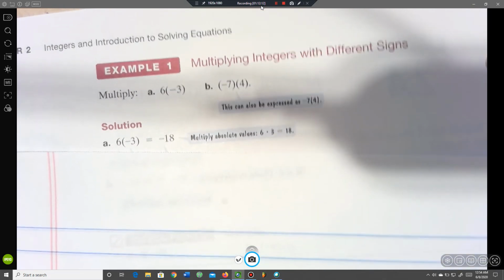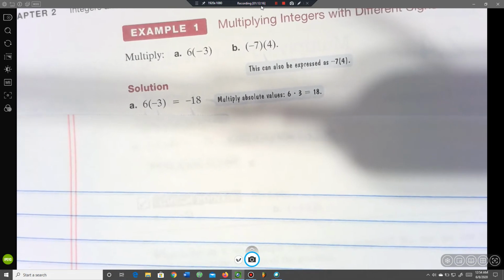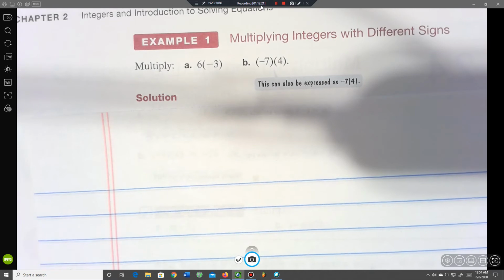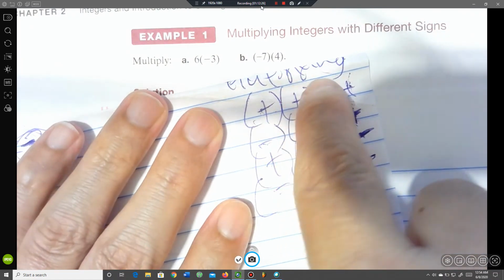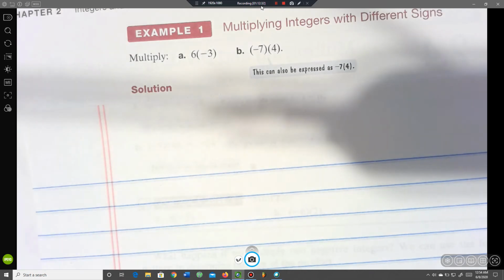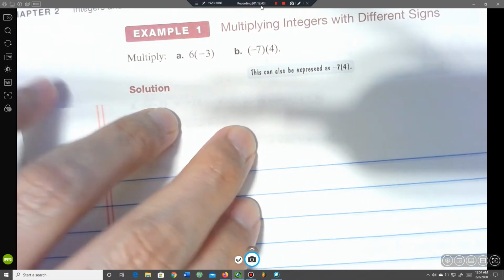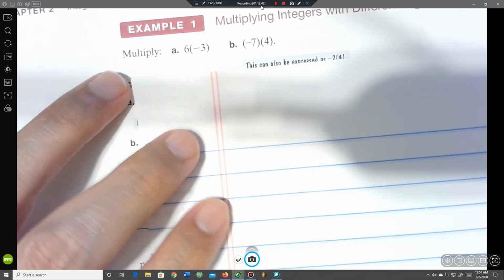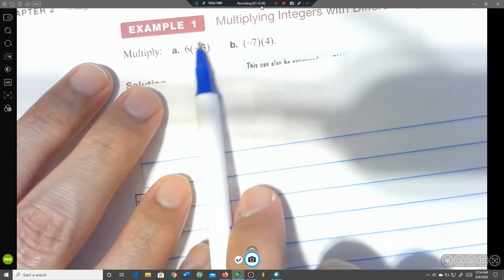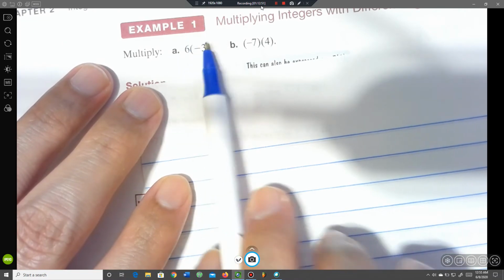Again, make sure you practice the signs. When you multiply signs, what do they turn into? Make sure you practice that because we're going to need it here. Whenever you multiply or divide, use the rule for multiplying signs. In this case, we are multiplying integers, so some of them are going to be positive, some of them negative.